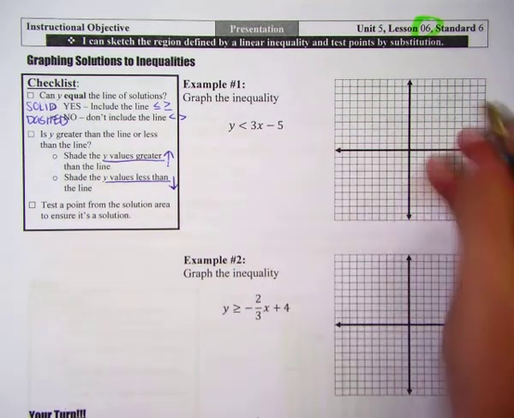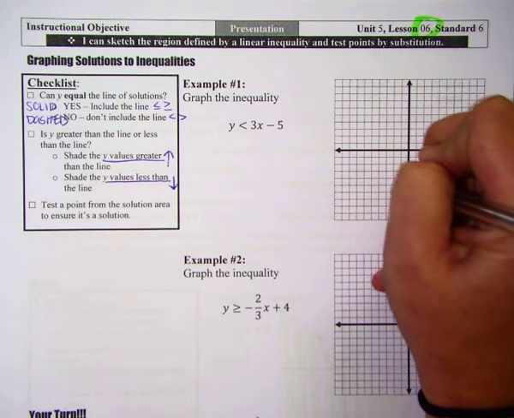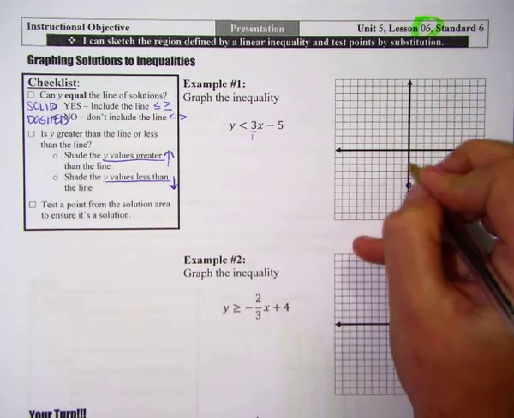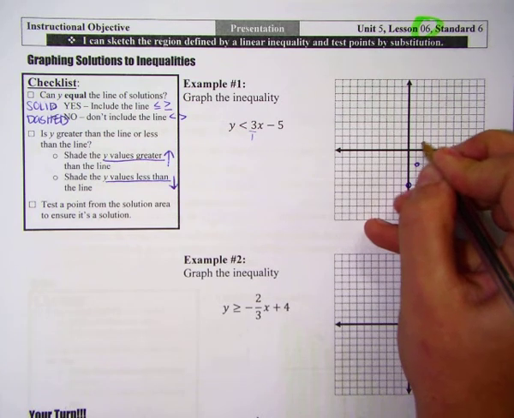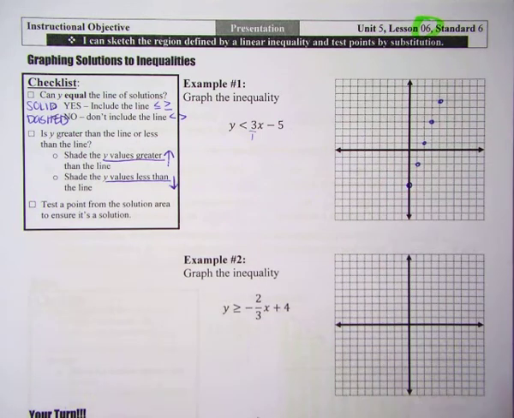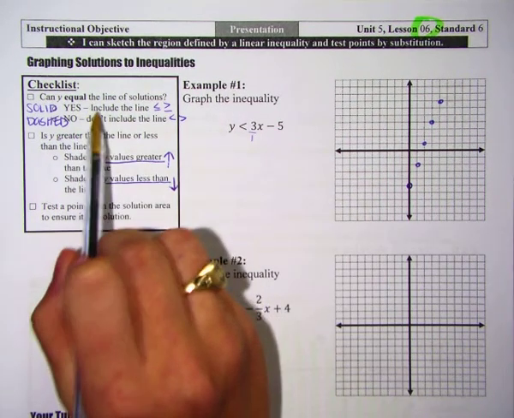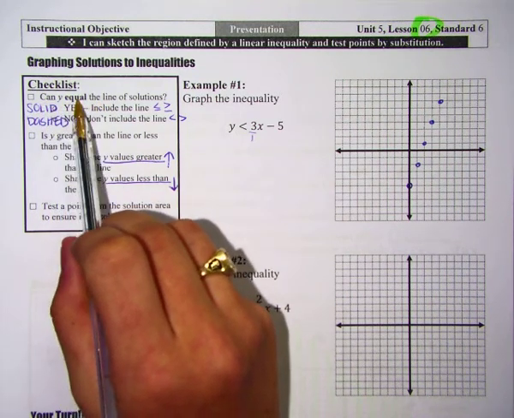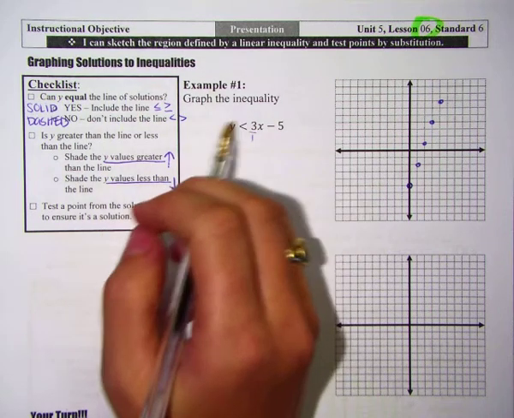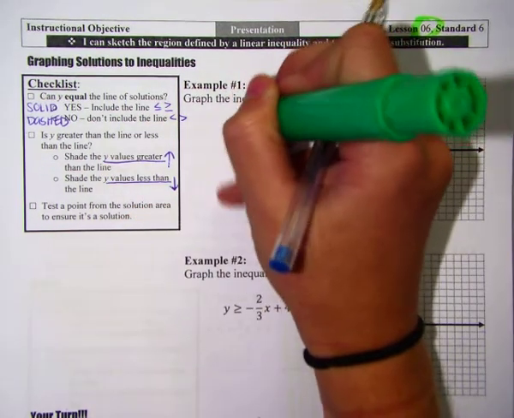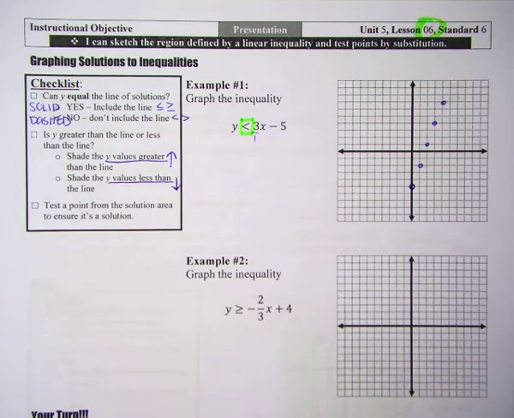So first, the y-intercept at -5. Then we'll count our slope of rise of 3, run of 1. I'll go ahead and connect. No, I'm not going to connect the points yet, right? Because I have to ask myself some questions. First question, can y equal the line of solutions? So if you look here, this says just y is strictly less than the solutions.